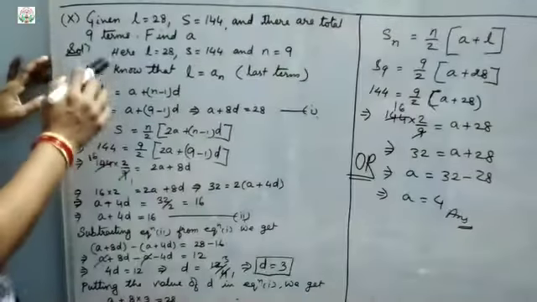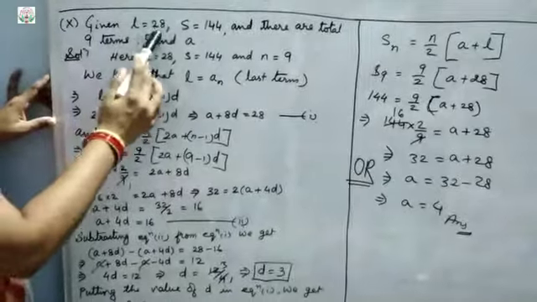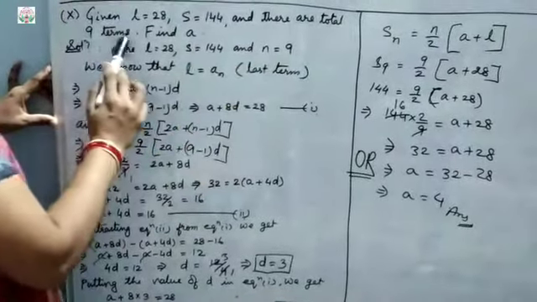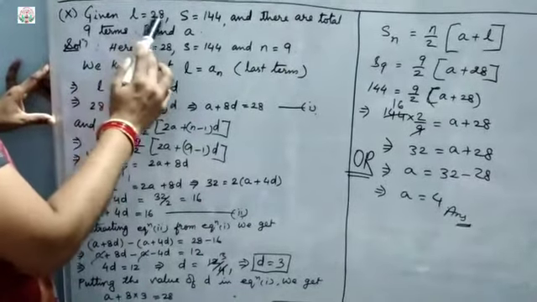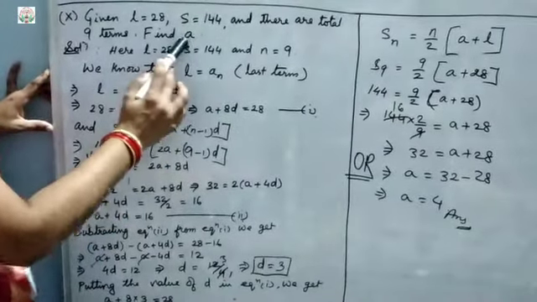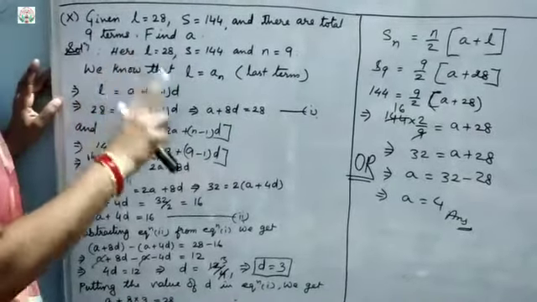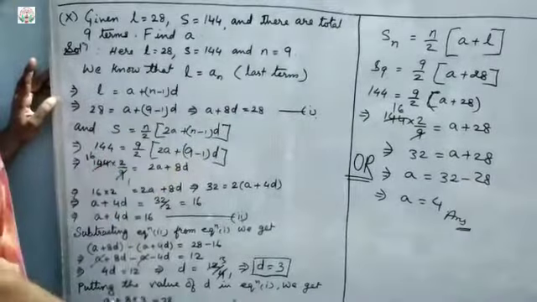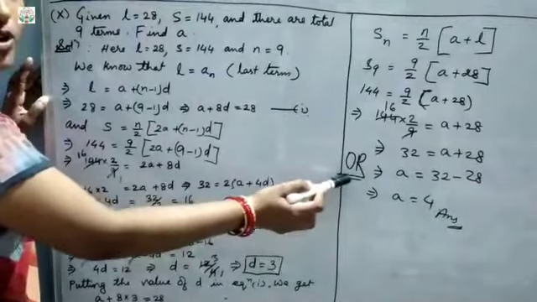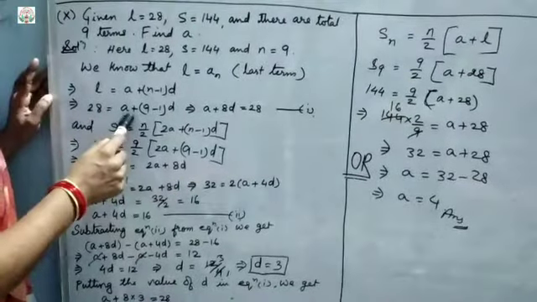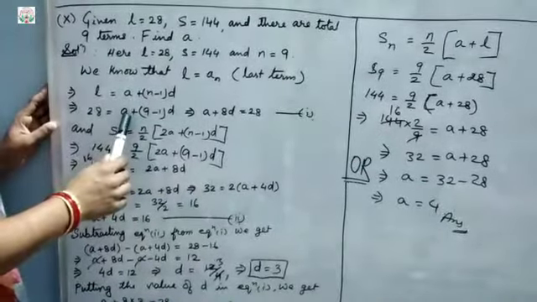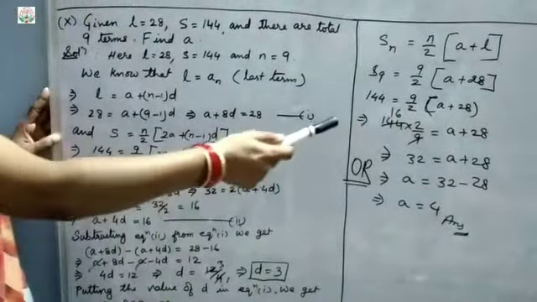Now come to the children. Given L equals 28, S equals 144 and there are total 9 terms. Means n is also given, the last term is given, and the sum of 9 terms is also given. Then find a. So this can be solved in two methods. One is the long method, and there is another one, that is the shortcut method. That is why I have written 'or'. Means you can follow either this way or that way. This is a little bit difficult for you to understand and this is the easiest one.